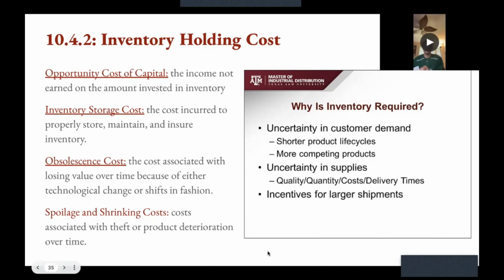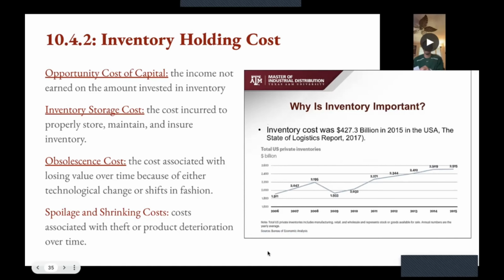The second one is the uncertainty on the supply side. These uncertainties could be associated with the quality, the quantity of the products we are going to get, the cost, and delivery times. And finally, we keep inventories because shipping larger quantities is cheaper.